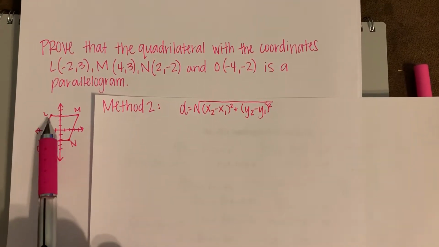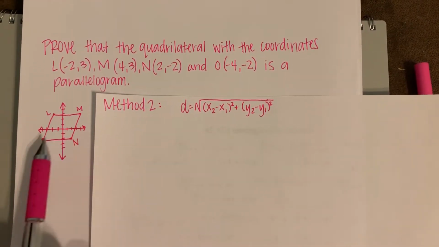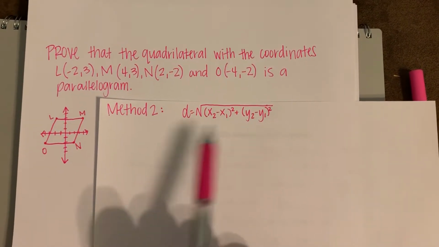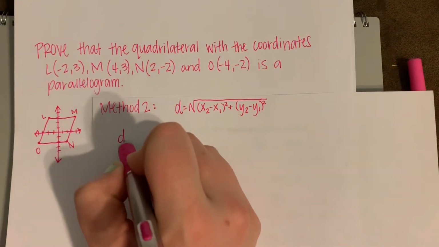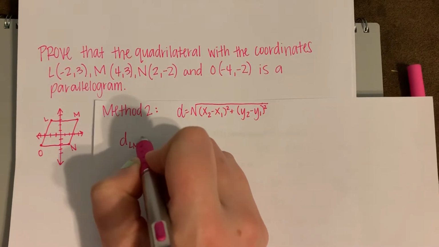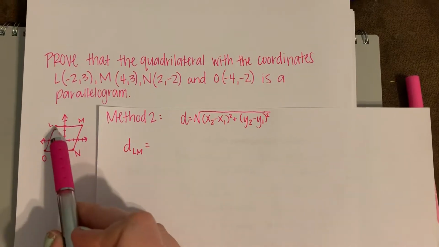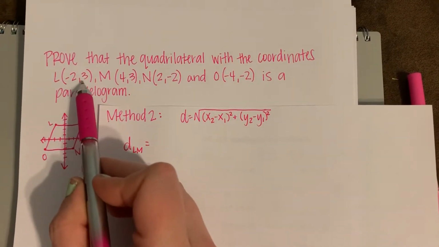The 2 sides that I will start off with are LM and ON. I have the distance formula here. I'm just going to be plugging those in. I'll keep it all organized so you can follow along with which sides I'm doing. Okay, the first one I'm going to do is the distance between L and M. So I'm using these 2 points, which are here.